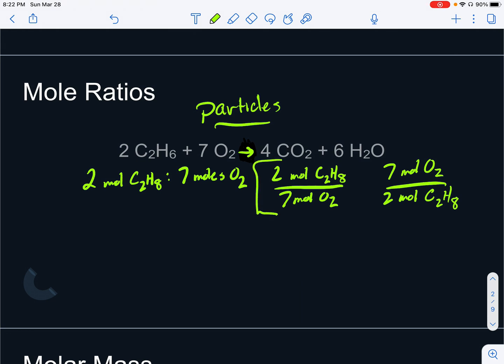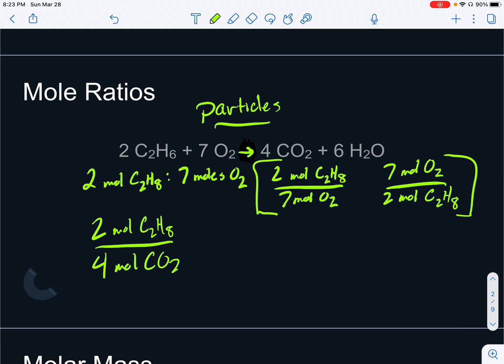These 2 expressions of the mole ratio as fractions are the preferred ways to think about mole ratios, because these become a tool, literally a tool, to convert from one substance to another. If I know how much ethane I have, I can use the mole ratio to find out how much oxygen I need. If I know how much ethane I have, which should be 2 moles, then I know how much carbon dioxide I will produce.